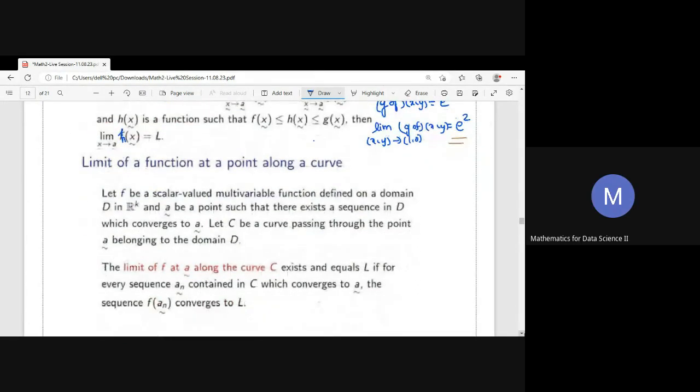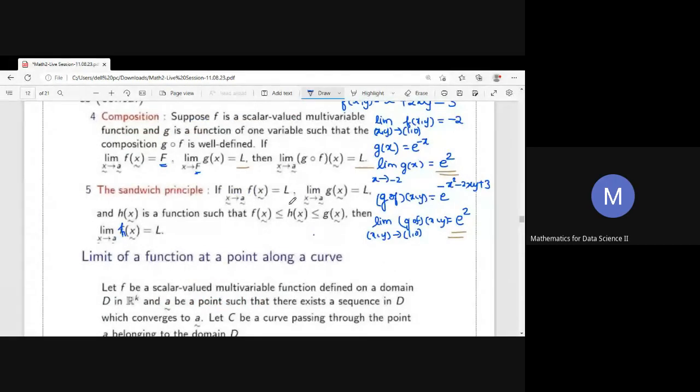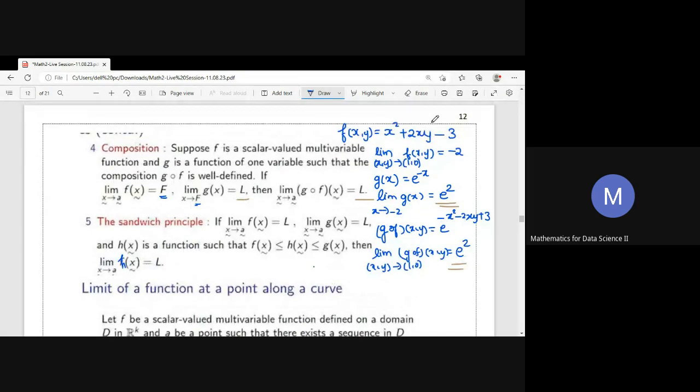Okay. So limit of a function at a point along a curve. Ma'am, can I ask? Yeah. When we find this f and g, is it just intuition, or is there a method for finding those upper and lower functions? See, for example, what is f of x tilde? It is going to look something like this. It is a scalar valued function. So whatever function you are having here, it should obey some rules like this.